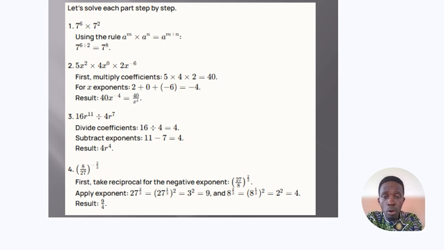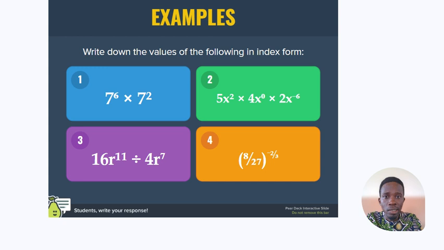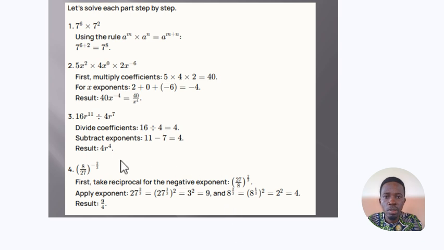Is question 2 clear? All right. Now, question 3: 16r raised to power 11 divided by 4r raised to power 7. Yes, that's the third question. Okay, we move on to the solution.